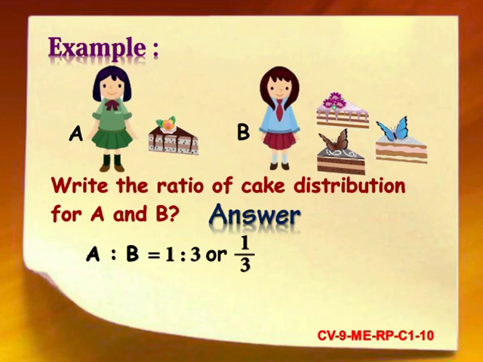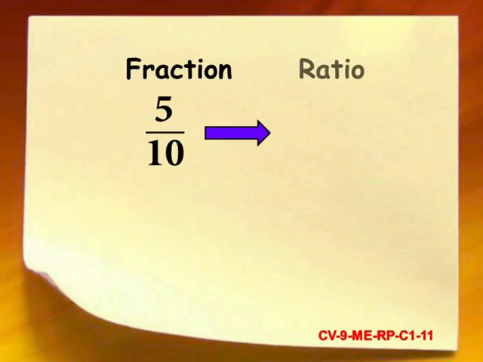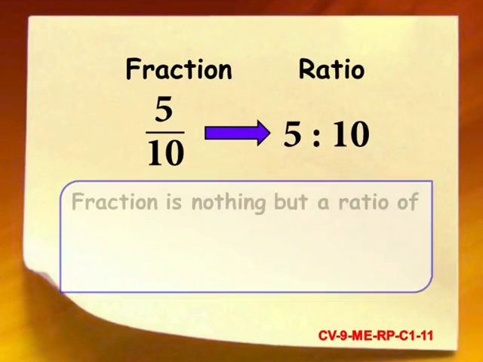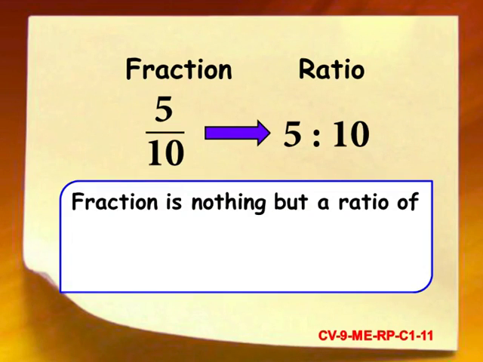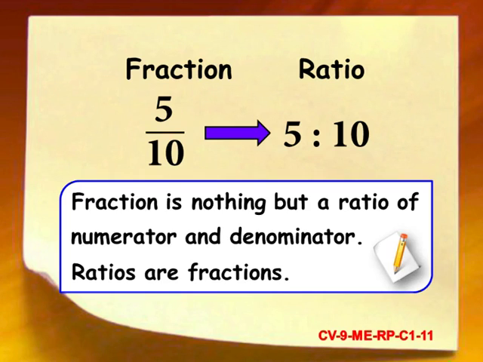What do you call 1 by 3? Yes, it is a fraction. Ratio can be represented in the form of a fraction. Fraction 5 by 10 is nothing but ratio 5 is to 10. Fraction is nothing but a ratio of numerator and denominator. Ratios are fractions. Children, note down this point in your notebook.